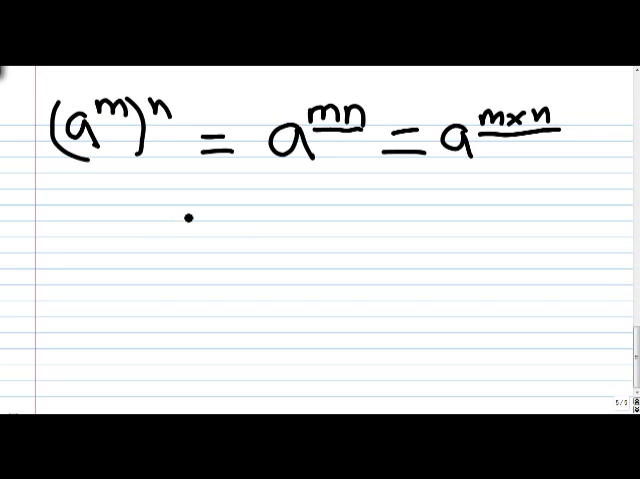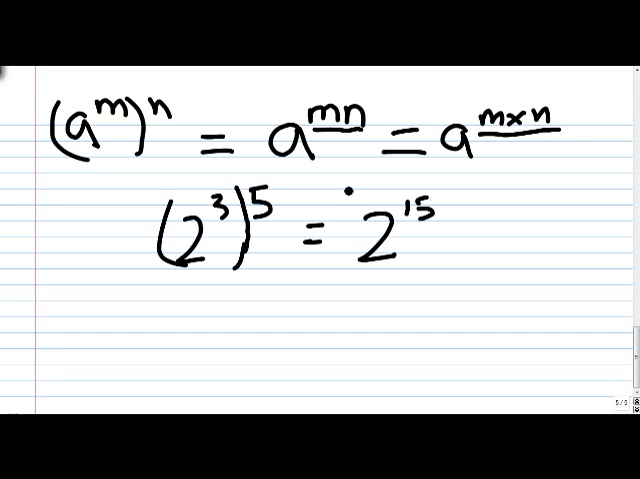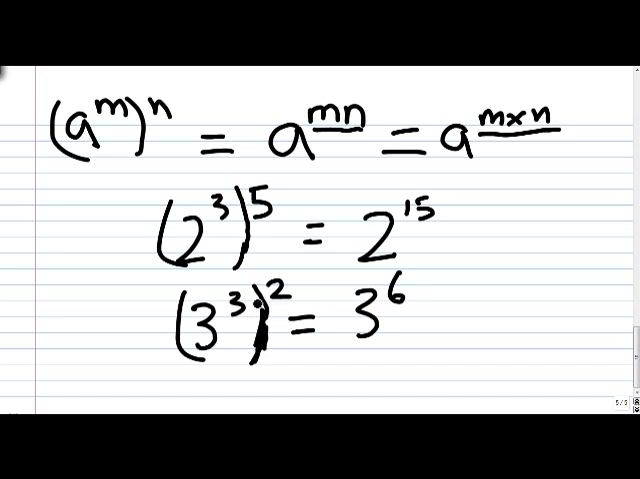Example: 2 to the power of 3, bracket to the power of 5, is 2 to the power of 15. That's your answer. 3 to the power of 3, bracket 2, equals 3 to the power of 6, which is 2 times 3.